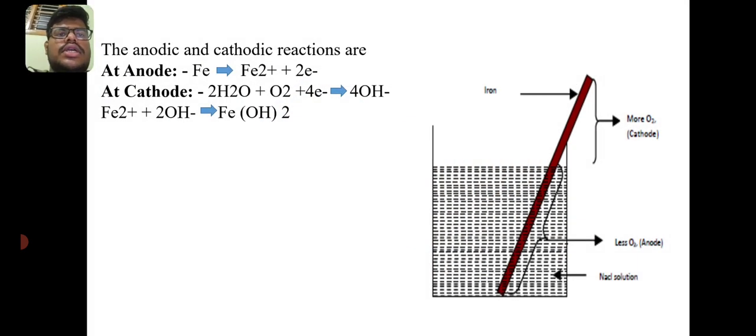The anodic and cathodic reactions are: at anode, Fe gives Fe2+ plus 2 electrons. At cathode, 2H2O + O2 + 4 electrons gives 4OH-. Fe2+ + 2OH- gives Fe(OH)2, as shown in the diagram.